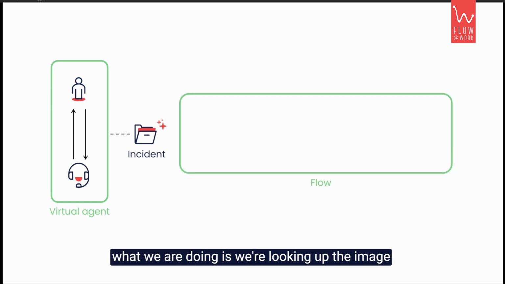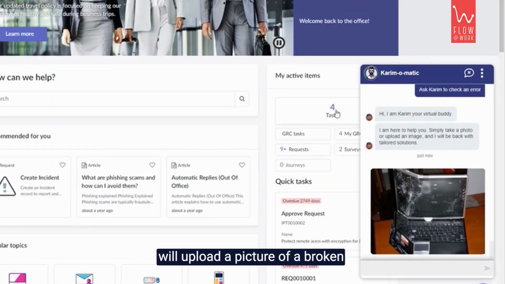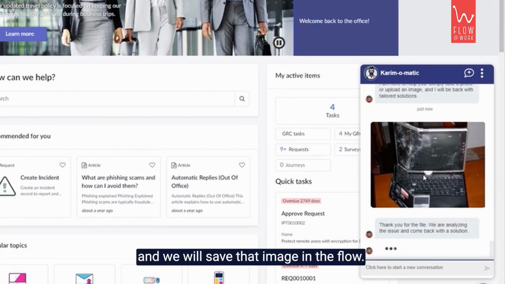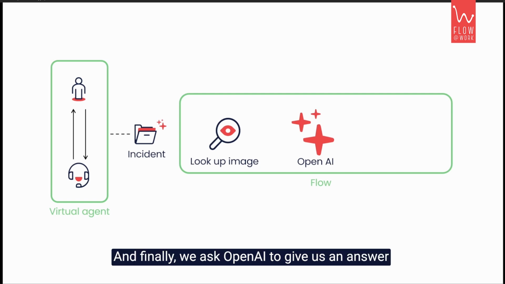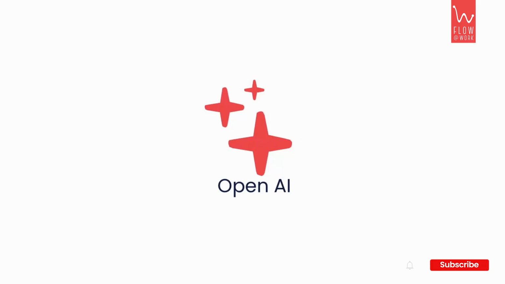And in that flow, what we are doing is we're looking up the image that will be attached to the incident via the chat. So the end user will upload a picture of a broken laptop screen, for example, and we will retrieve that image in the flow. Then the next step is to connect it with OpenAI, send that picture to OpenAI to let it analyze that. And finally, we ask OpenAI to give us an answer. And we need to handle that answer. How we do that, Diego will show us.